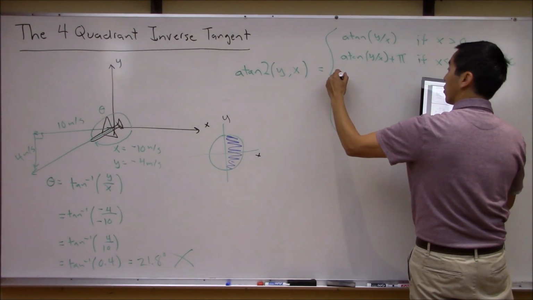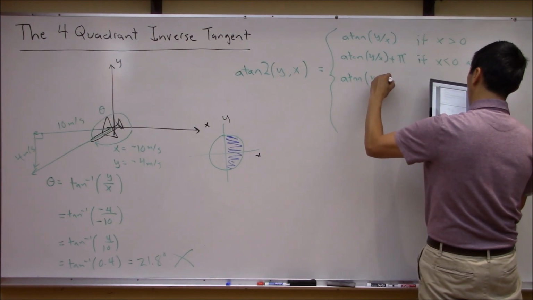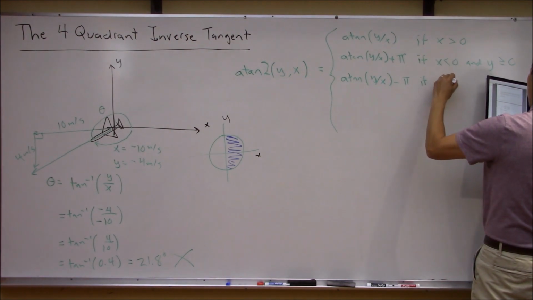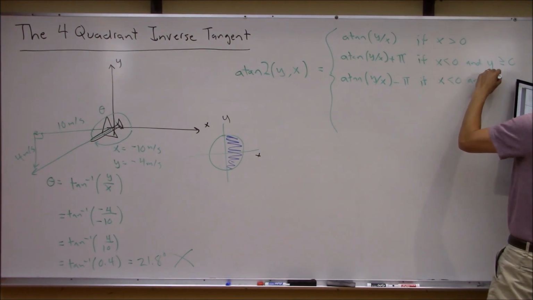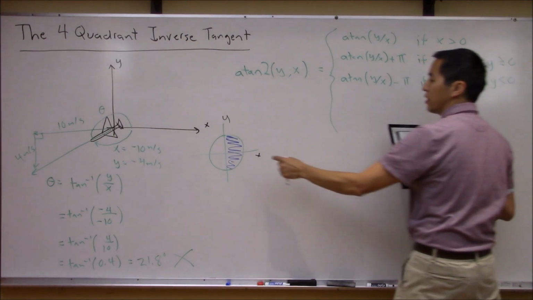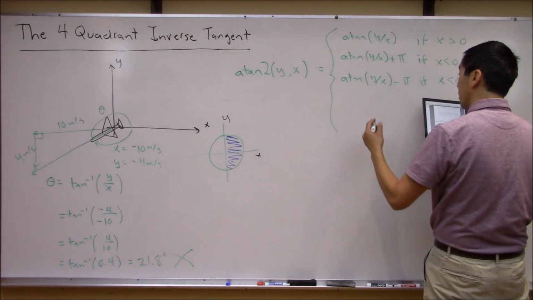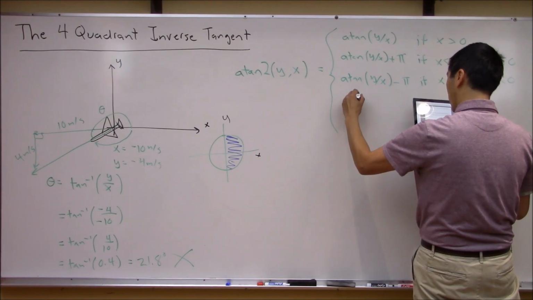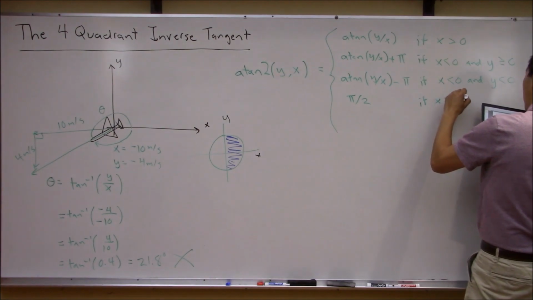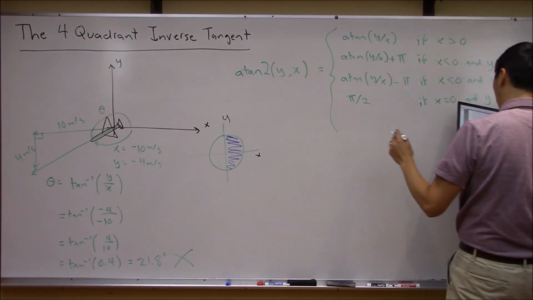It will then return atan of y over x minus pi if x is less than 0 and y is less than 0, right? So that covers these other two quadrants here, so it'll get you the correct result. And then finally we have some of these edge cases, where this will return exactly 90 degrees if x is 0 and y is greater than 0, right? So that's one of these edge cases.